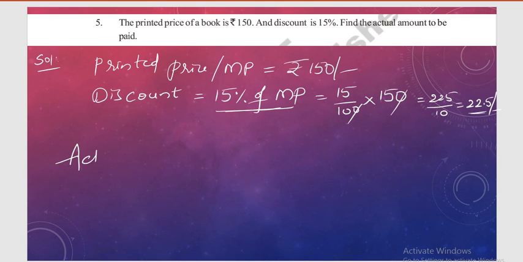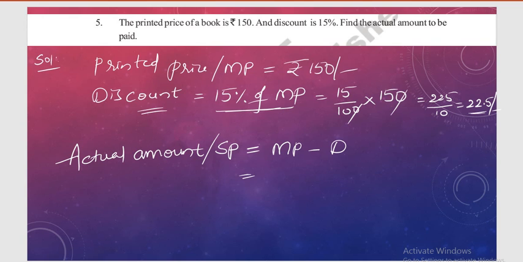Now what is he asking? He is asking about actual amount. So what is actual amount here? Actual amount is also called as selling price. So what is selling price formula? Selling price formula is nothing but market price minus discount. Already we have found discount now. So market price is how much? 150 rupees minus 22.5 rupees. So 150 minus 20 is how much? 130. So 130 minus 2.5, it is nothing but 127.5 rupees.